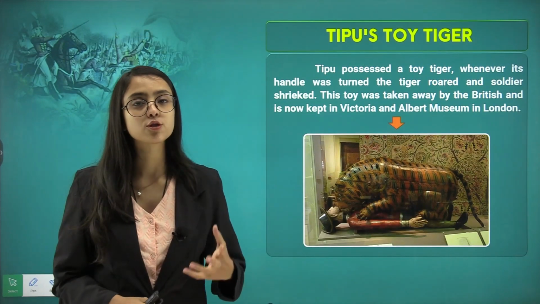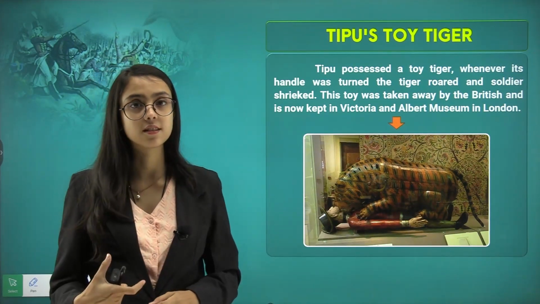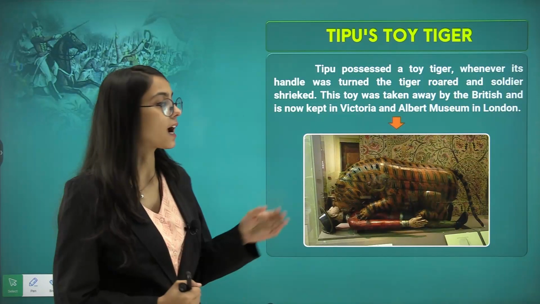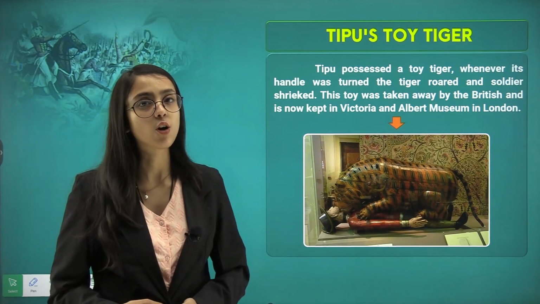Tipu Sultan's toy tiger. Now here is an image of a toy tiger. Since he was known as the Tiger of Mysore, he had a toy tiger which was kept in his coat to scare away the British generals and officers.